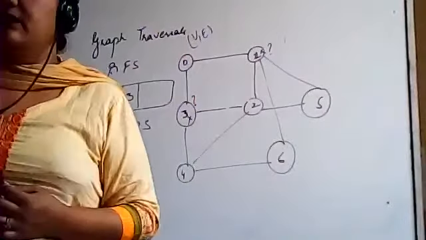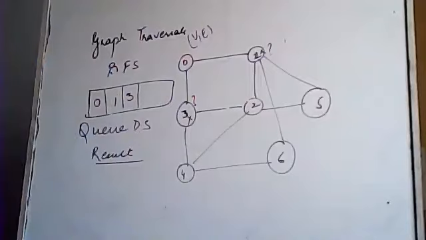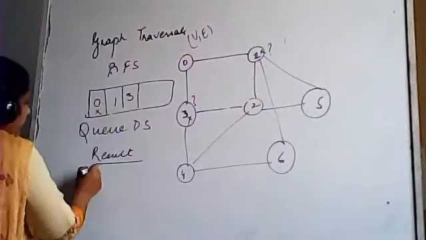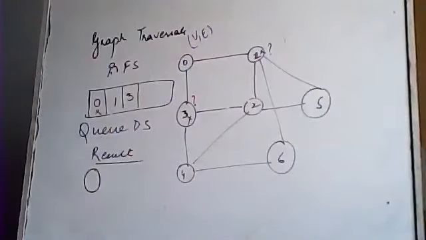Is it fine? Is it clear? If the concept is clear, please raise your hand. Means you will start with node 0 and the directly connected vertices to 0 are 1 and 3. So both of the vertices will be kept in the queue. So that means we can say 0 is processed.